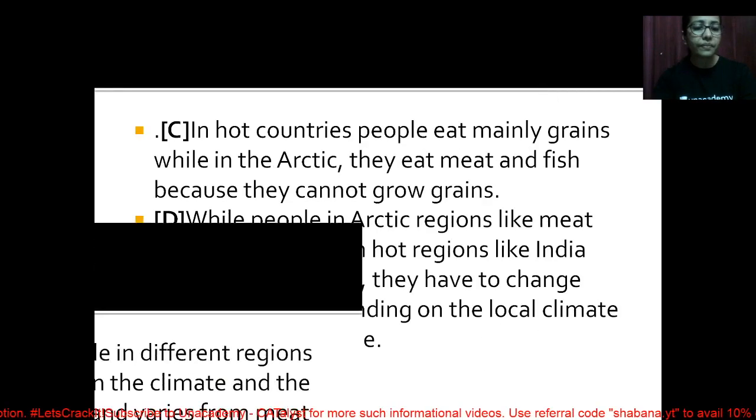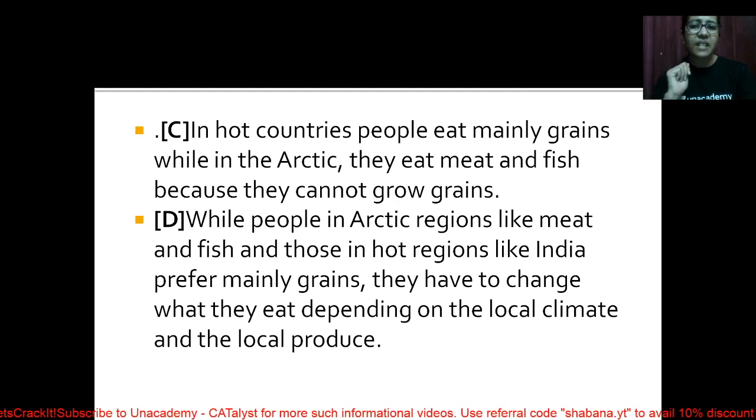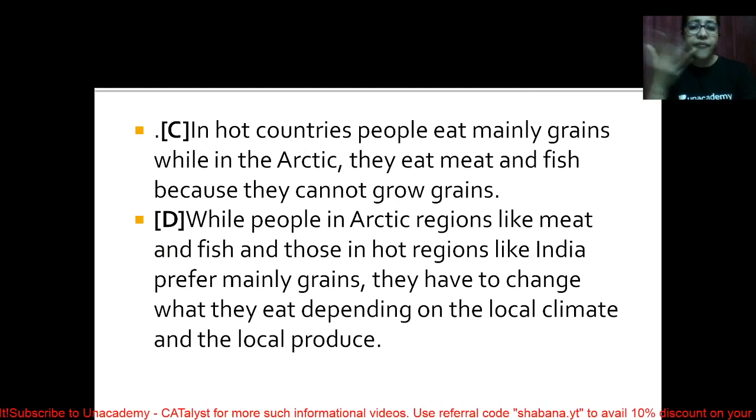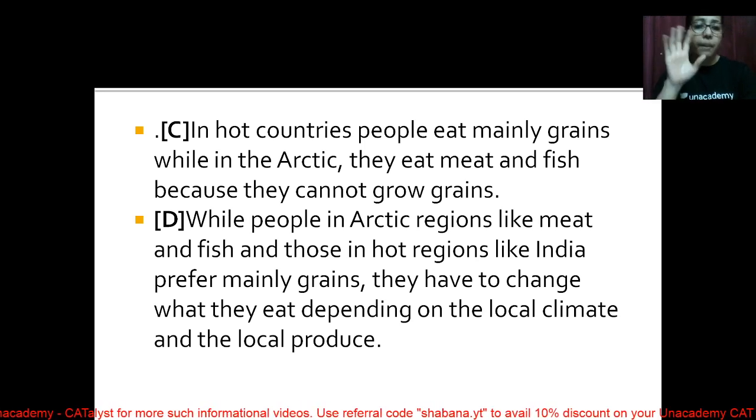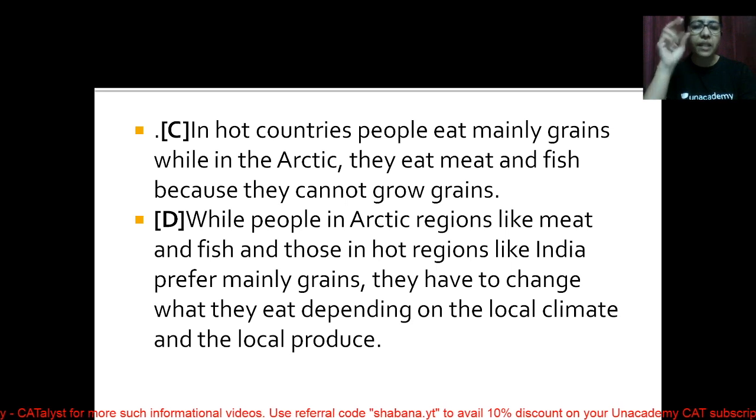Aa rahe hain, C mein. In hot countries, people eat mainly grains. Fine. Lekin reason kya hai? What is the reason? C is incomplete. Yes. B and C totally incomplete. Hemant, it was between A and D. I agree with you. D padhte hain.